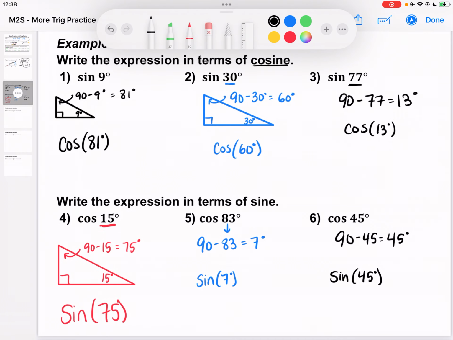So that's how you switch between sine and cosine. Nothing too crazy. You're just always using the complementary angle, meaning you're always subtracting the given angle from 90 degrees.